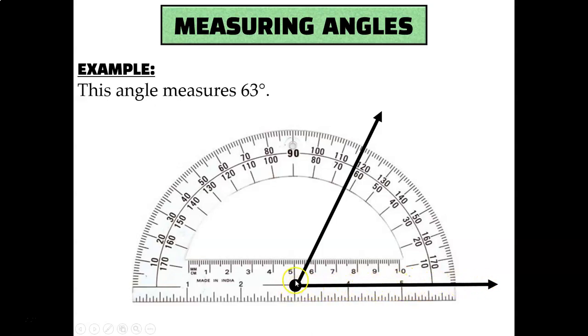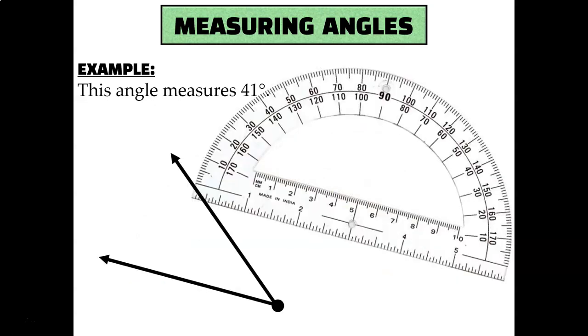We need to figure out where the second side of this angle crosses the protractor. And it crosses right here. So again, don't get confused. Just because there's two different markings here, two different numbers, doesn't mean that there's two different measures. We're starting down here at 0 and using the inner markings to find our measurement. So it looks like this crosses at about 63 degrees.